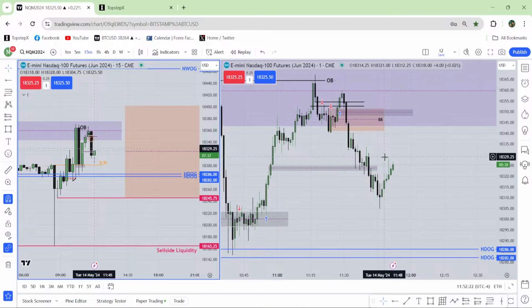Except breaker block, I love the 2022 ICT model. Inversion fair value gap, I'm very much a noob at that. Last fair value gap reversal entry is also cool for me. Okay, I actually go with the flow. I'm just talking about the people who are new to trading.